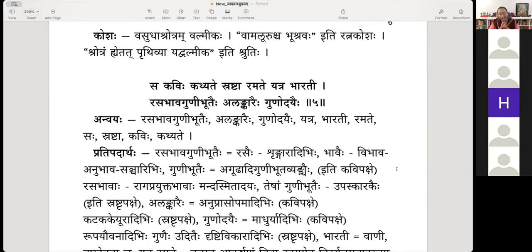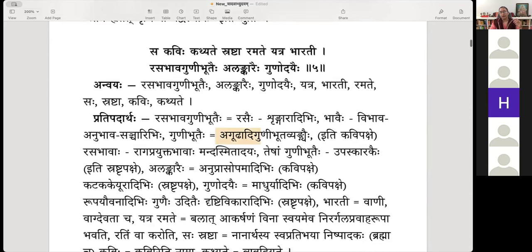There can be shlokas where there are only alankaras. So it depends on the context there. Sarasa bhava gunibhutaihi. There can be rasadhvani, there can be bhavadhvani, there can also be gunibhuta vyangyas. And there are eight types of gunibhuta vyangyas that are mentioned by Kavya Prakashakara or other alankarikas. Most of them mention agudha, sandigdha pradhanyam. There are many types of gudha vyangyam. These are all gunibhuta vyangya types of kavyam. There are totally eight types. Agudha is a variety of gunibhutam.